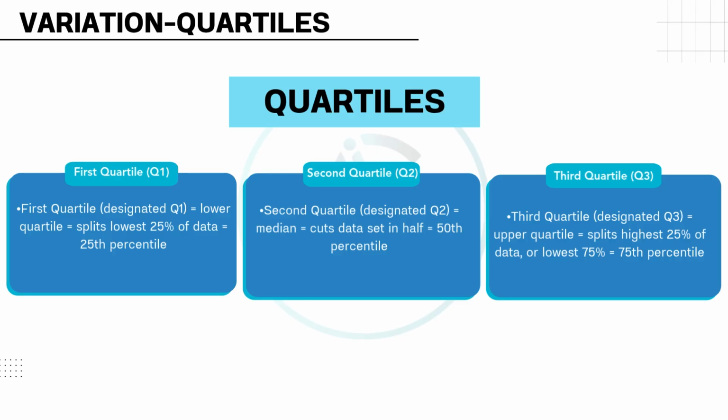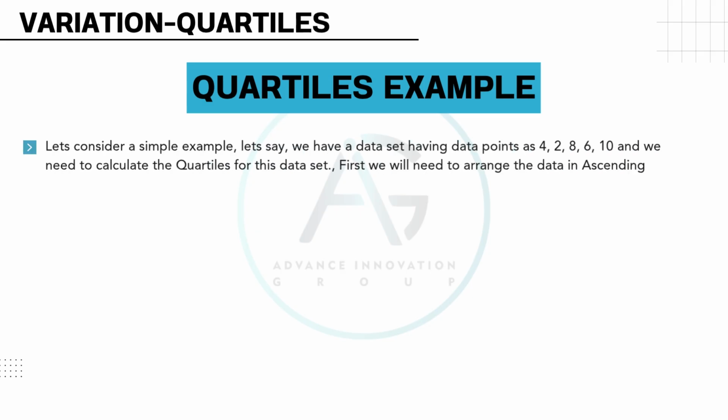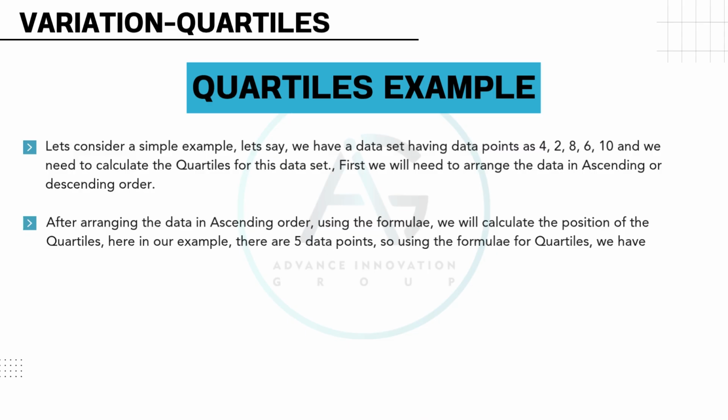Quartiles example. Let's consider a simple example. Let's say we have a data set having data points as 4, 2, 8, 6, 10, and we need to calculate the quartiles for this data set. First, we will need to arrange the data in ascending or descending order. After arranging the data in ascending order, using the formulae, we will calculate the position of the quartiles.